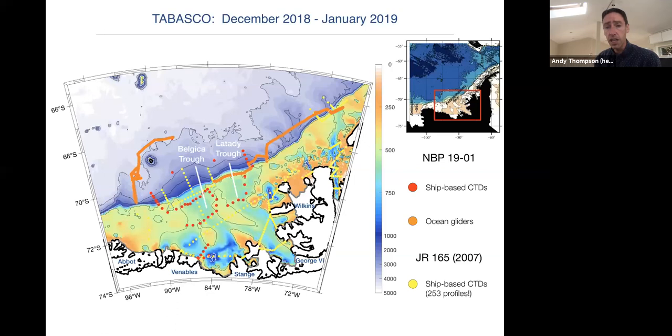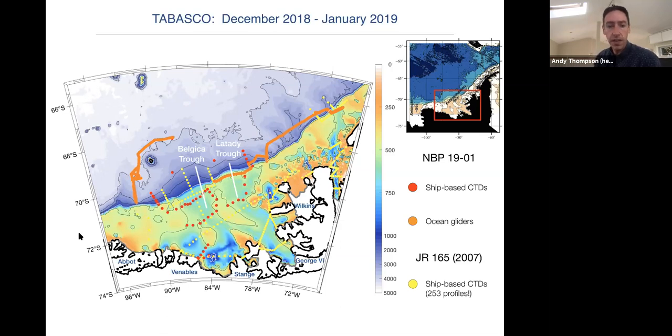A really important program was carried out by the British Antarctic Survey on the James Clark Ross in 2007, or the yellow dots that you can see here. Really remarkable set of hydrography that we have been working on in collaboration with some colleagues at BAS. There's a couple of these sections spanning these troughs completely.